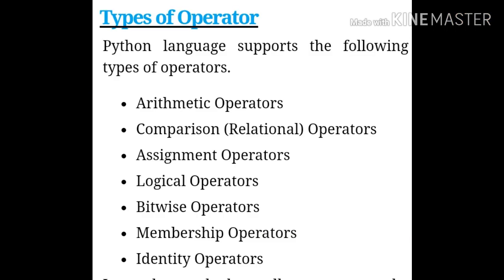Now let's talk about the different operators which are supported by the Python language. There are a total of 7 types of operators. These are arithmetic operators, relational operators, assignment operators, logical operators, bitwise operators, membership operators, and identity operators.